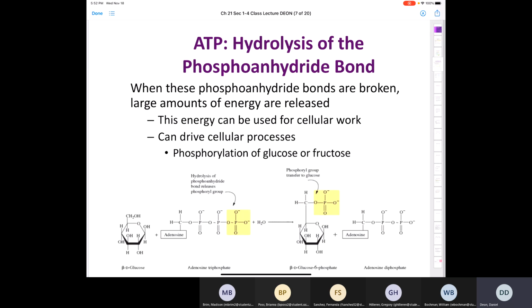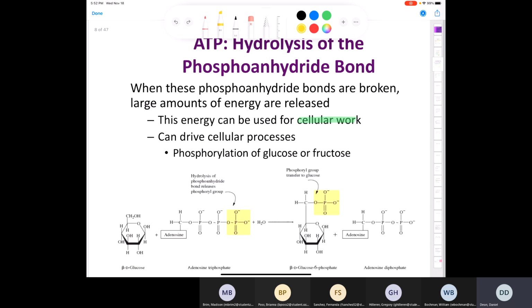Okay, well, what can we do with that energy? Well, some of it will be released in the form of heat, but some of it can be harvested to do cellular work like we just talked about. They can drive those cellular processes. Here's an example. It can drive the phosphorylation of glucose or fructose. Now, the example that I have shown down here comes, I think, directly from our textbook. It's showing the phosphorylation of glucose.